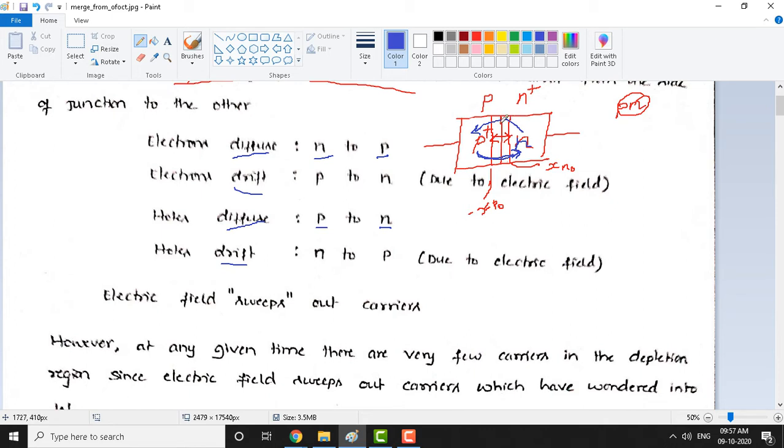You have positive on the N side, negative on the P side. What is the direction of the electric field? From N to P. N to P, that's right. So the direction is from N to P, like this.